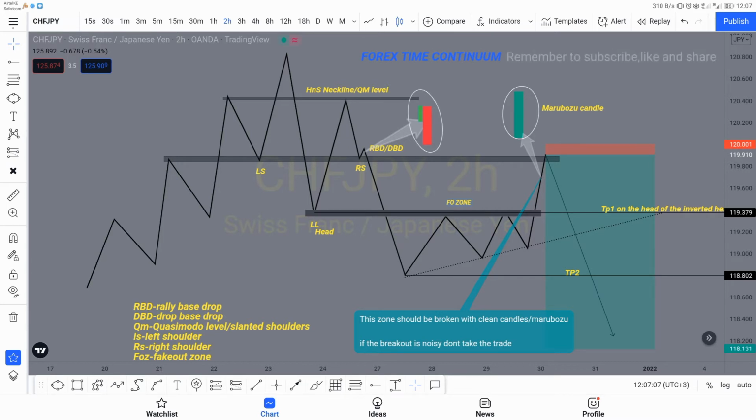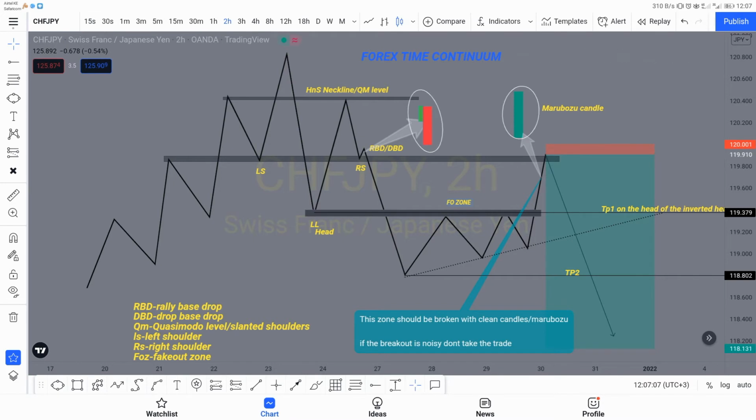So as you can see, the F4 zone, which is the fake out zone, usually happens on the head of the HnS pattern. So in this case, it usually happens on the head of inverted head and shoulder patterns, the one that I have labeled lower low, LL head. That's where the fake out usually happens. So you should not get trapped in those fake outs. In case you try to scalp sells, you know what the price is doing, so you ain't gonna get trapped.